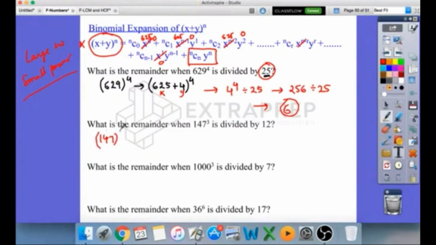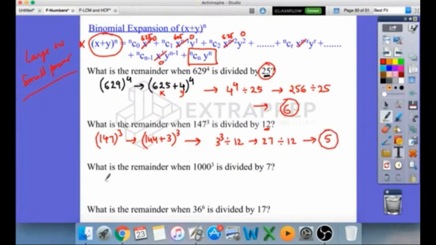147 whole cube is equal to, now we need a number divisible by 12 before 147. What is the number divisible by 12? 144. So this is (144 plus 3) whole cube. Now because 144 is x, all the terms get cancelled. What is left? 3 cube. So you'll have to divide 3 cube by 12, which is nothing but 27 divided by 12. What's the remainder? The remainder is 5. This is the answer.